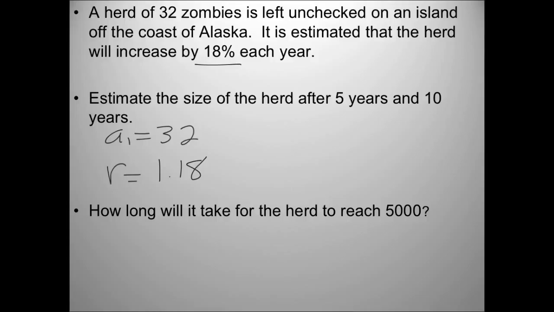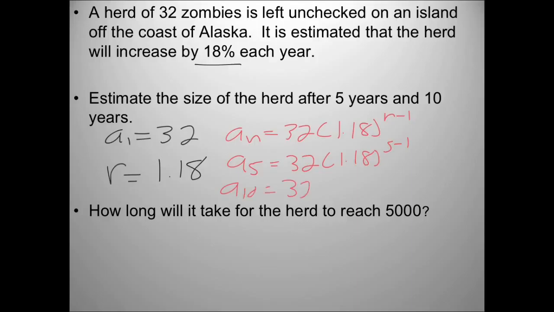This means that our formula, a sub n, is going to be 32 times 1.18 to the n minus 1 power. To find the number of zombies we have after 5 years, we would plug in a 5 for n. And to find the number of zombies after 10 years, we'd plug in a 10. Now, since we're dealing with zombies, that represents a whole individual, so it's appropriate to round our answers here. For 5 years, we would have approximately 62 zombies. And after 10 years, we would have approximately 142 zombies.